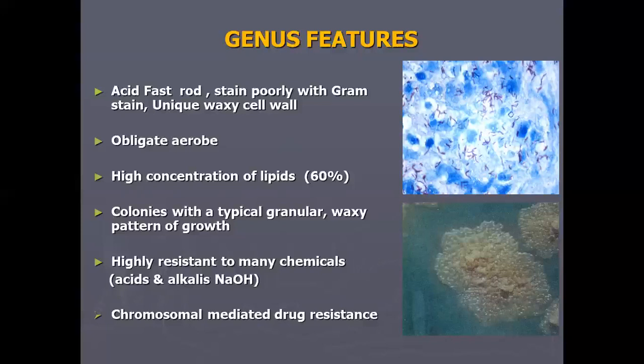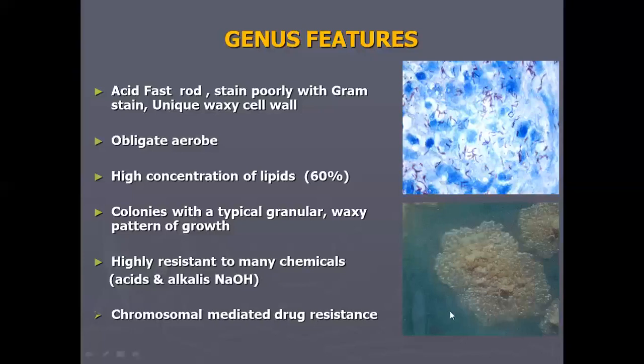Now, the cell wall of the members of this genus Mycobacteria has a high concentration of lipids. About 60% of the cell wall is made up of lipids. It does have peptidoglycan, but a very, very small component compared to that of the gram-positive cell wall. The colonies that it forms on the medium show a typical granular, waxy pattern of growth.